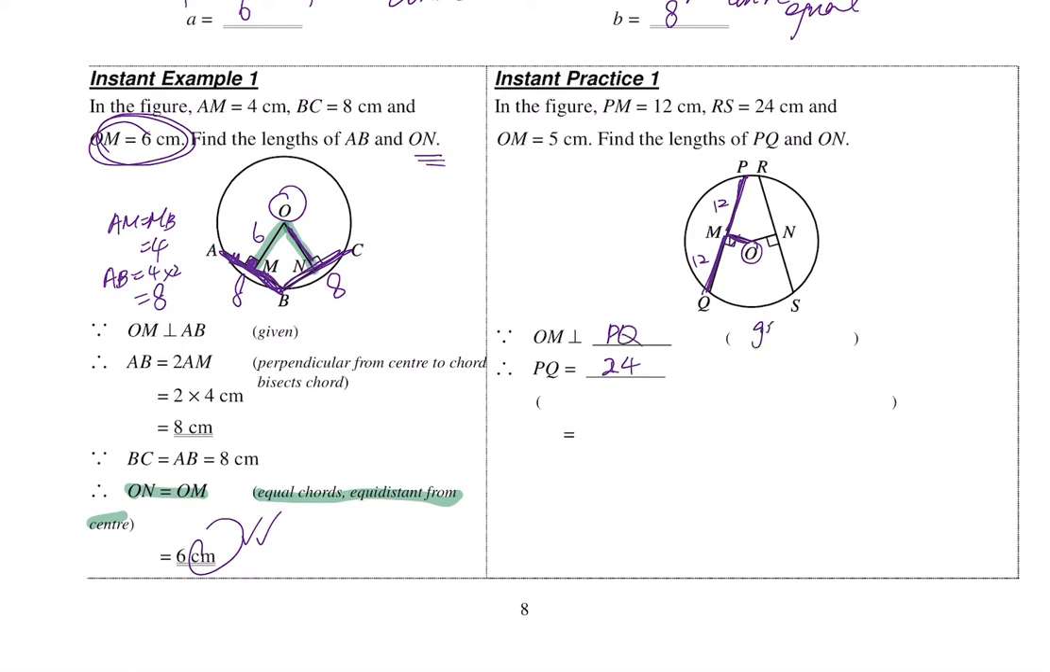That was given 90 degree. There's a 90 degree here. And then we also know that the RS is also 24. That means they both are same. RS and PQ, they both are same, 24 cm.